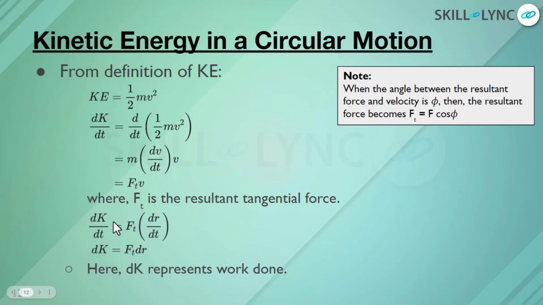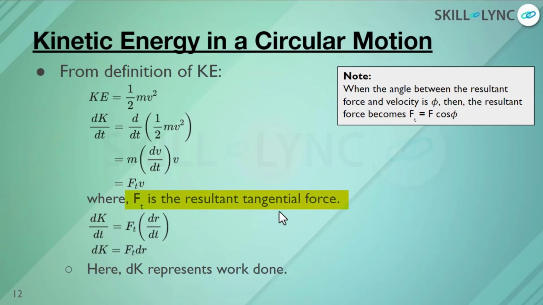Thus we have managed to elaborate v and have written this equation as dK by dt is equal to Ft into dr by dt. Cancelling out time from this equation, we get that dK is equal to Ft into dr. dK represents the work done, Ft is the resultant tangential force, and dr is the distance covered by the object. Thus, dK is equal to Ft into dr.